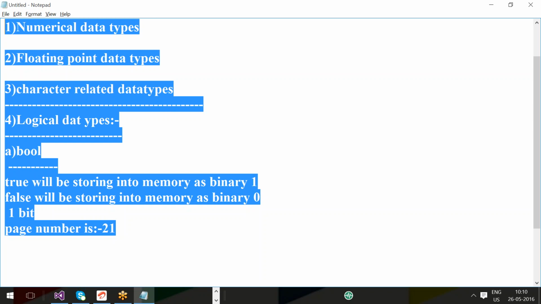Next we'll discuss the next category. I'll randomly ask one person to explain all the 4 data types.